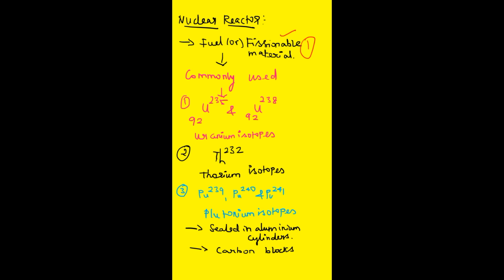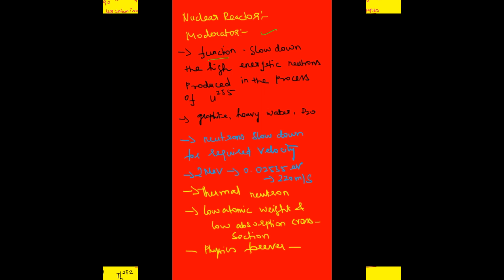So fissionable material is commonly used with 3 isotopes. One is uranium isotopes, then thorium isotopes, then plutonium isotopes. Sometimes இது மாதிரி கொடுத்துட்டு, then uranium 92 238, which one is the fissionable material used in the nuclear reactor na, we have to choose either uranium 235 or uranium 238. Similarly thorium and plutonium isotope. So after fissionable material, the moderator தான். Before that we have to discuss fuel.